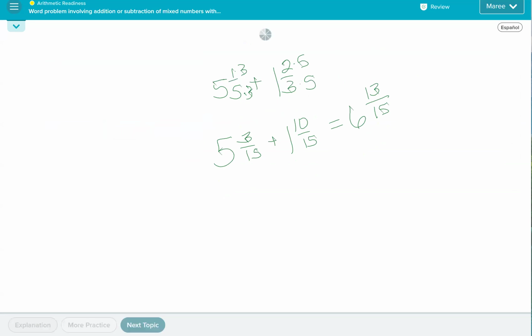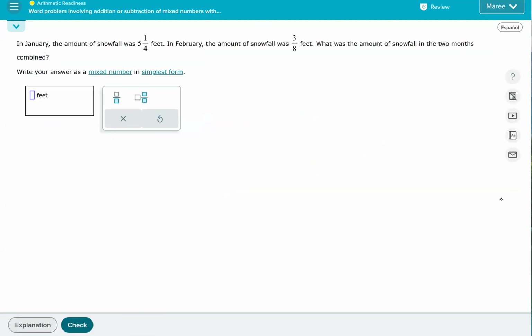And let's do one more just for kicks and giggles. Now, with these types of problems, we're only going to be adding or subtracting. So that makes it a little bit more simple for us. In January, the amount of snowfall was this many feet. In February, the amount of snowfall was this many feet. What was the amount of snowfall in the 2 months combined?